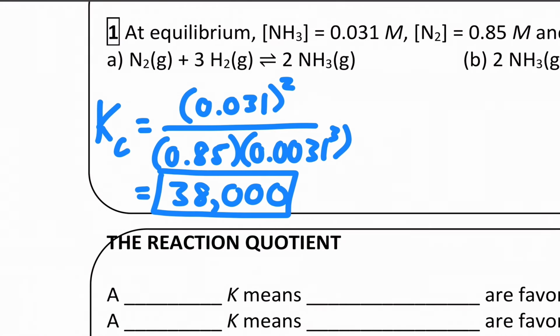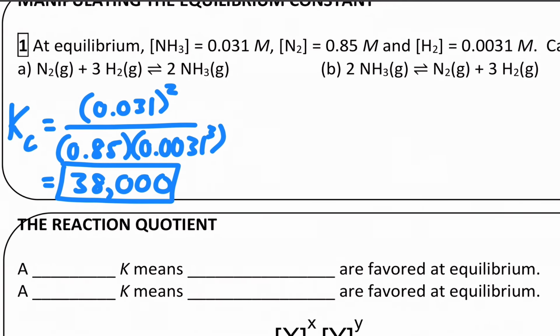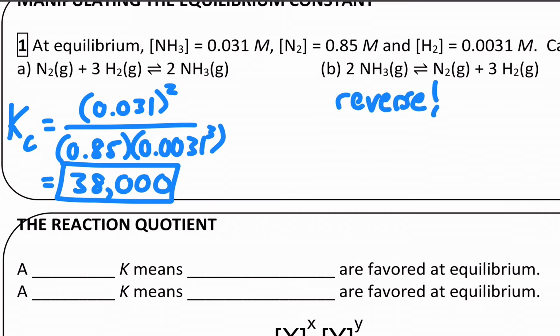What happens if I write this reaction differently? If you look at B, it's actually the same reaction, but it's reversed. This is just the reverse reaction, and it turns out that K actually depends on how the reaction is written. We'll learn in a later unit that it's based on a per mole property called the Gibbs free energy related to that. So it actually changes based on how you write a mole of reaction.